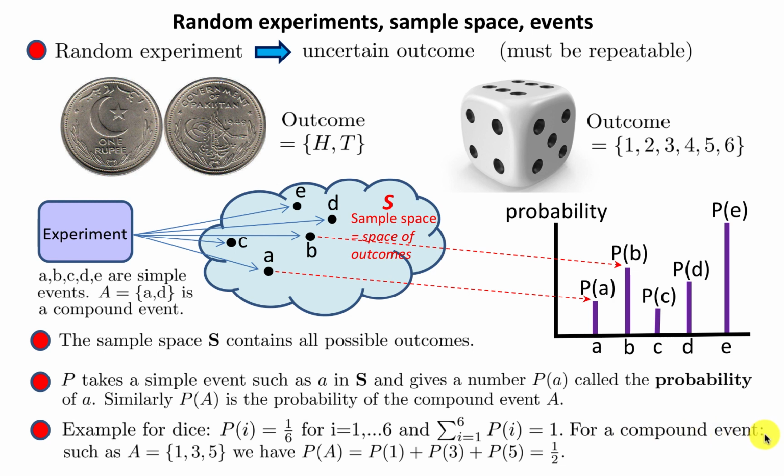For a compound event, such as A is 1, 3, 5, which means we are asking for the probability that the die lands with face 1, 3, or 5, then the probability of that compound event is simply the sum of the probabilities of 1, 3, and 5, and so that's 1/2. Similarly, if A was 1, 2, 3, 4, 5, 6, we would add 6 numbers, all of which are 1/6, and get 1. That's exactly what is being said here.